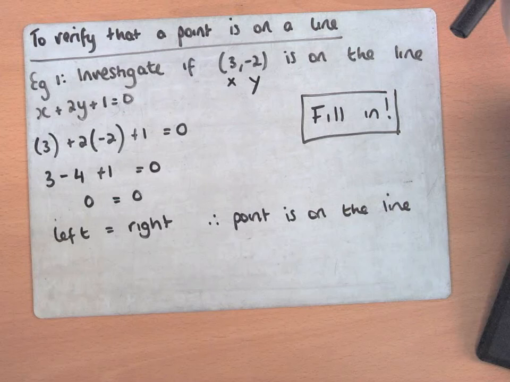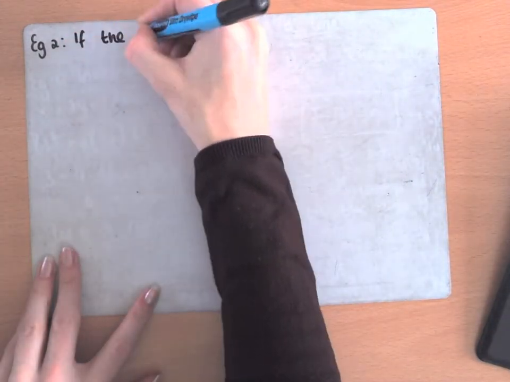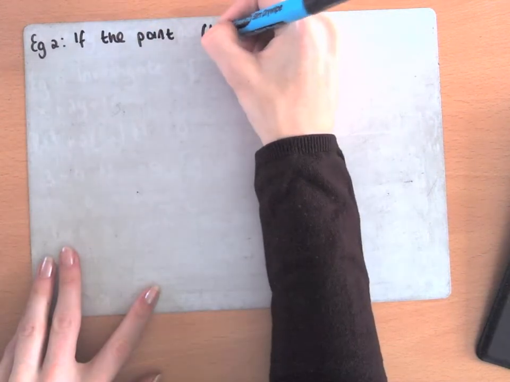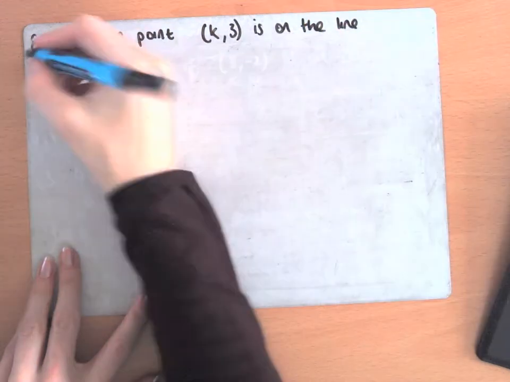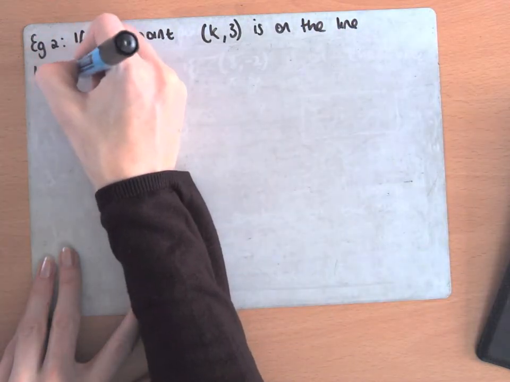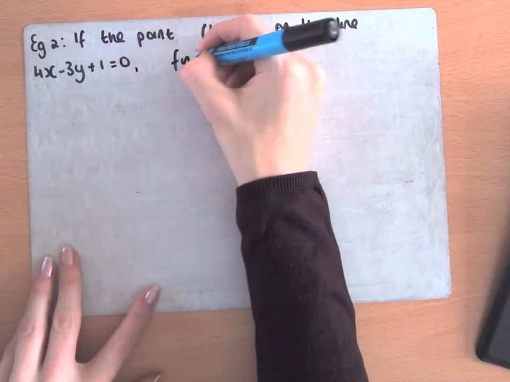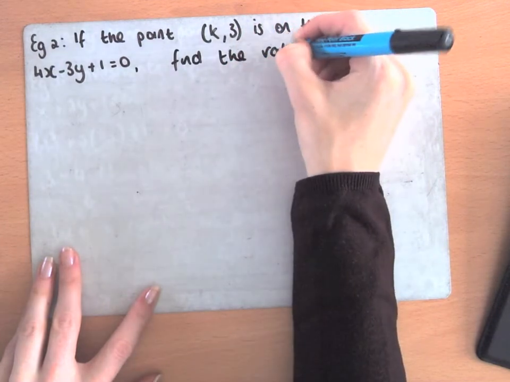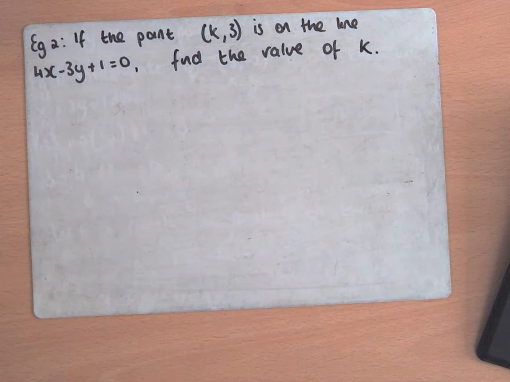Can I get rid of the board? Okay. If the point is on the line, find the value of k.